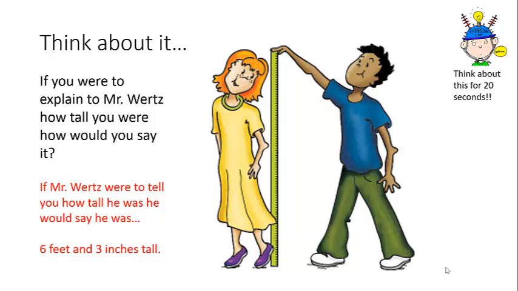KIPPsters, if I were to tell you how tall I was, I would say it like this. I'm 6 feet and 3 inches tall. I used the word feet and inches. I wonder why I didn't use the word meters, or tables tall, or chairs tall, or pencils tall. Let's go ahead and take a closer look at this.